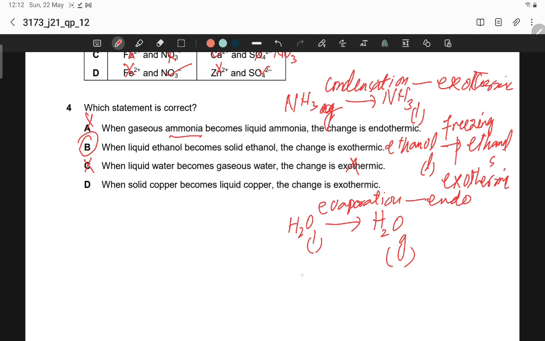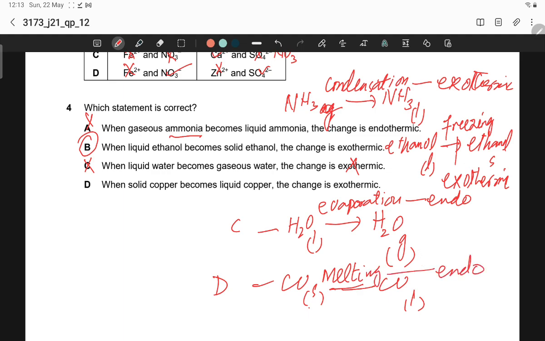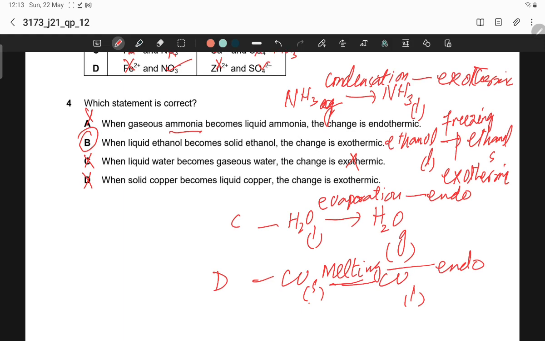When solid copper, this is D, this is C. When solid copper becomes liquid copper, Cu liquid, this is melting, and melting is endothermic, so this is also incorrect. B option is correct.